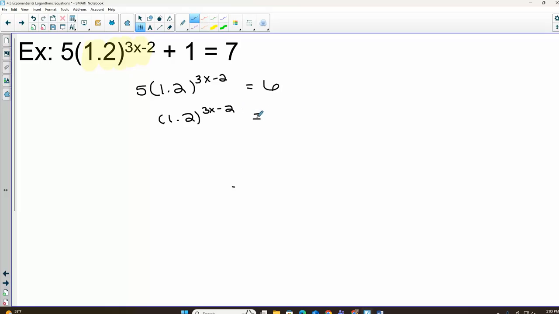Question. What's 6 divided by 5? 1.2. Why is that helpful? We have the same base. What's the exponent on this 1.2? 1. So you don't have to add the logs. So we get x to be 1. Now, could you have added logs? Absolutely, and you would still get there. It's just going to be a longer process. So just watch for those happy little coincidences.